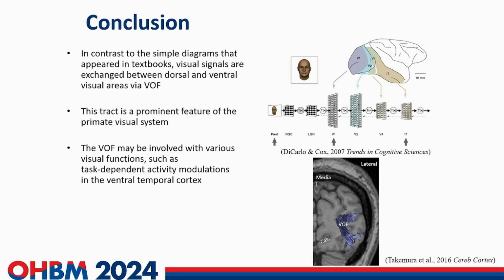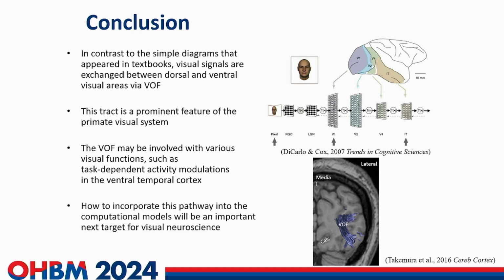VOF may be involved with various visual functions, but one potential example is that it may explain the signal source of the task-dependent activity modulation happening in the ventral occipital temporal cortex. Finally, I think this case study is one example of how to incorporate this type of pathway, which has been ignored in the literature, into the computational model. It will be an important next target of visual neuroscience in order to go beyond the simple dichotomy between dorsal stream and ventral stream.